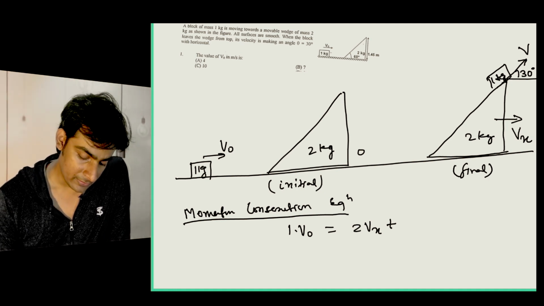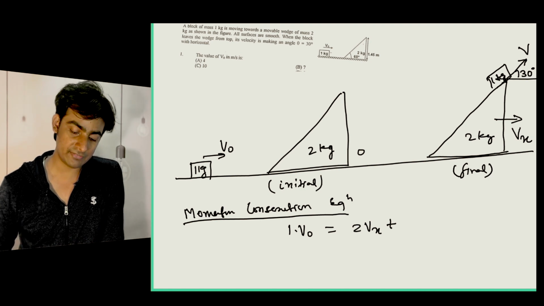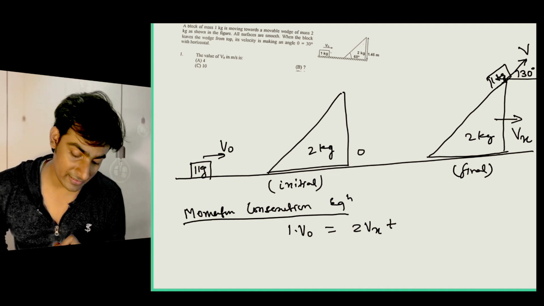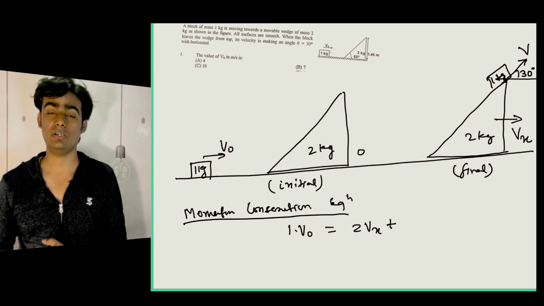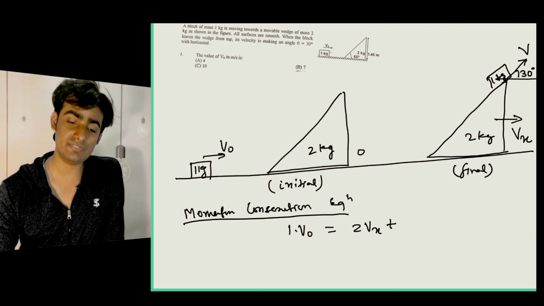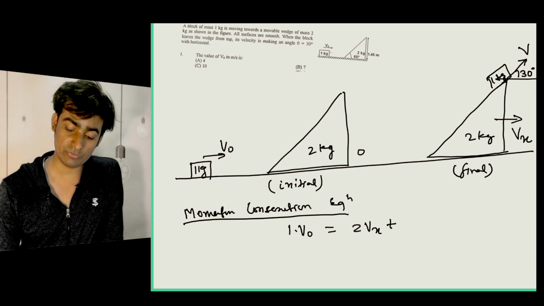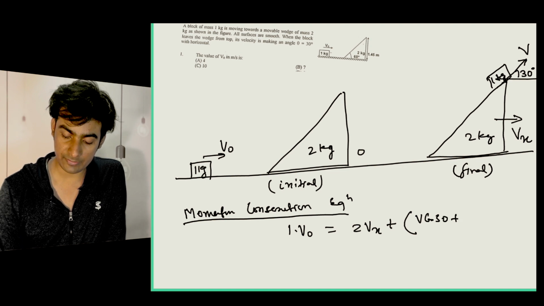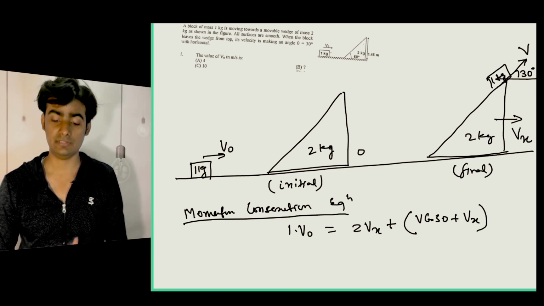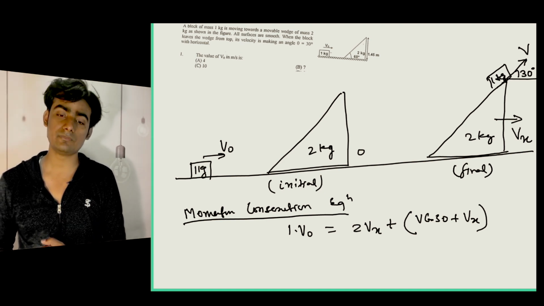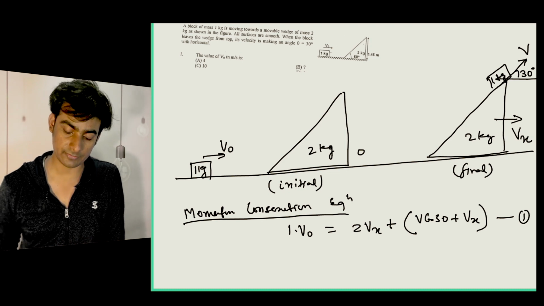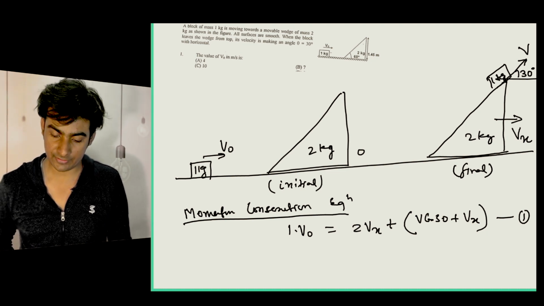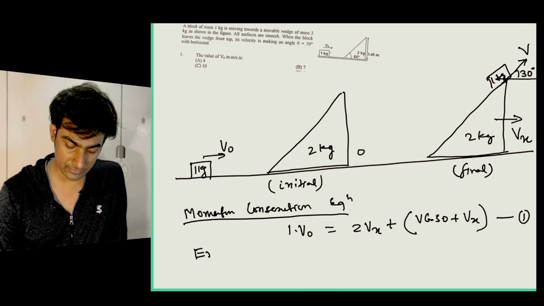Since it says it is making 30 degrees with the horizontal, that means the mass is making 30 degrees with respect to the ground. So we assume this V velocity is with respect to the wedge. What we'll write is V cos 30 plus Vx, that is the speed of the 1 kg mass from the ground frame. So this is our first equation. The next equation we'll write is energy conservation.